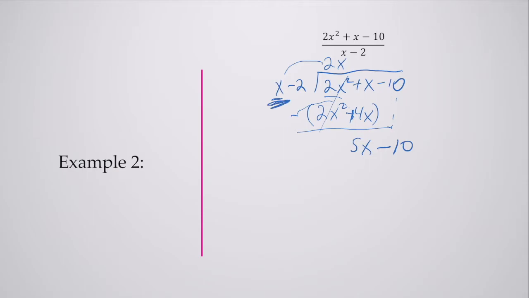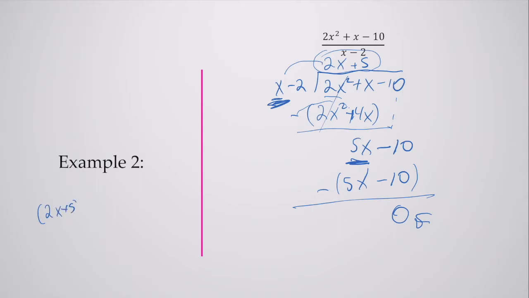Okay, what do I multiply x by to make it look like 5x? That's going to be 5. 5 times x is 5x. 5 times negative 2 is a negative 10. I subtract, and everything cancels. So my remainder is 0. So if I divide 2x squared plus x minus 10 by x minus 2, I get 2x plus 5, right? These are factors. So if I had 2x plus 5 times x minus 2, I would get back to 2x squared plus x minus 10. And we would have seen that if we'd tried to factor this quadratic, right? This degree 2 polynomial.